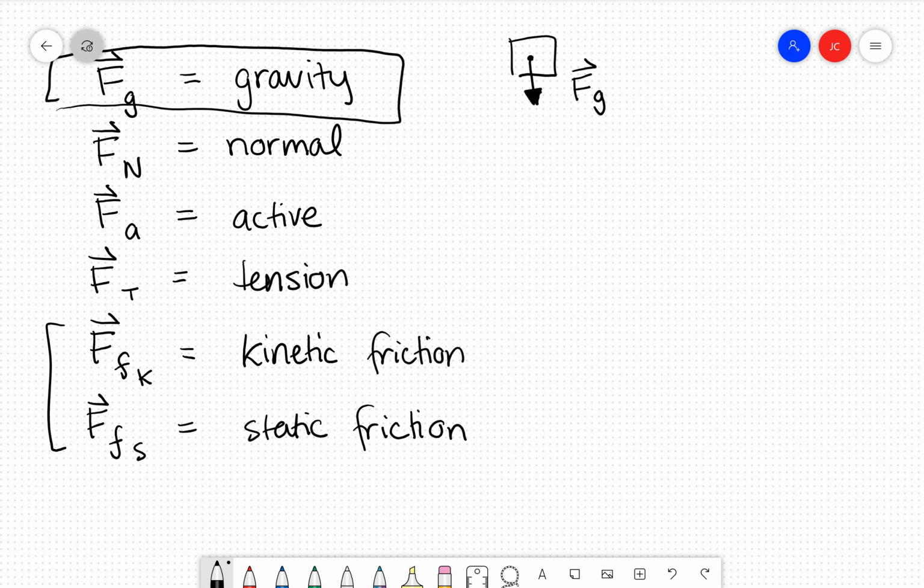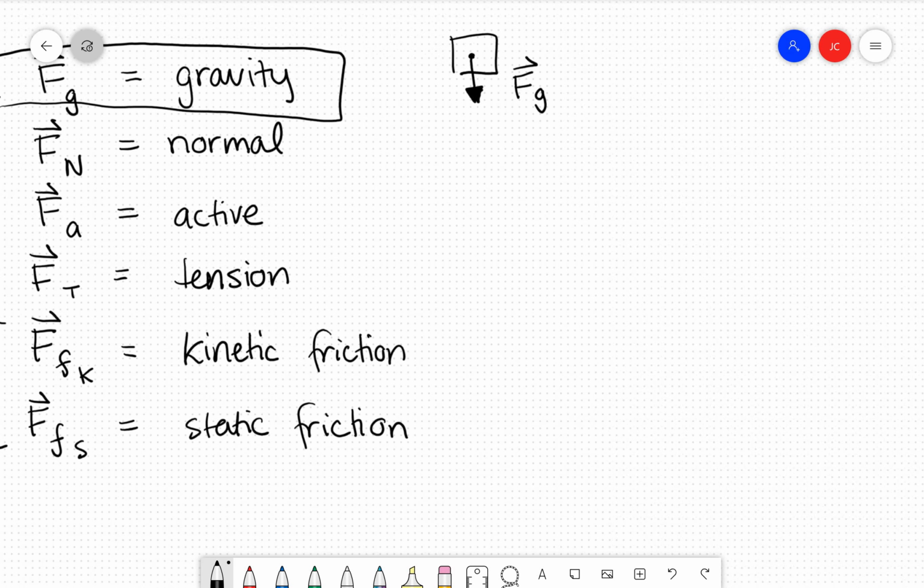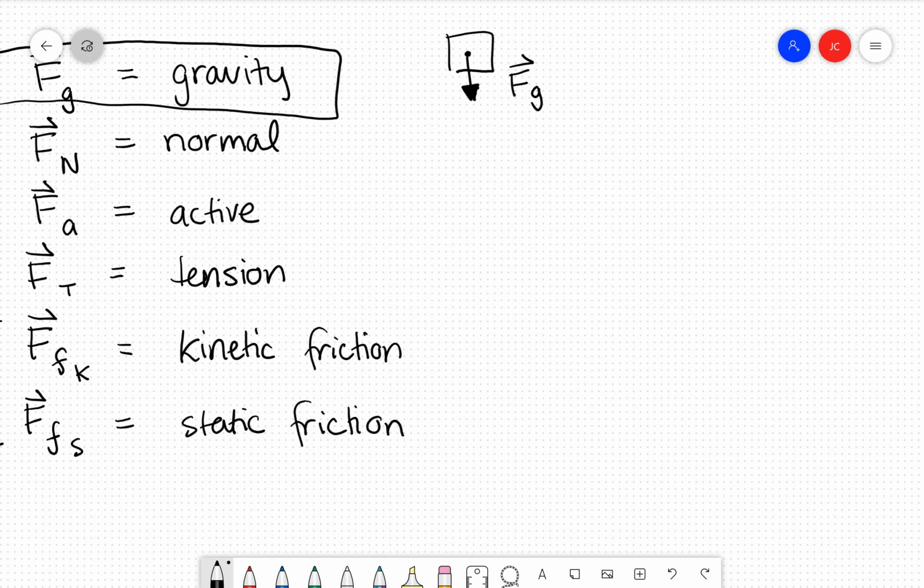Next up is the Fn, or normal forces. Normal forces are interesting, but they're not very complicated. They're kind of counterintuitive to understand. A normal force is the force that keeps things from falling through other things. So it only applies when you have two things which are directly in contact, and then it will keep them from falling through.